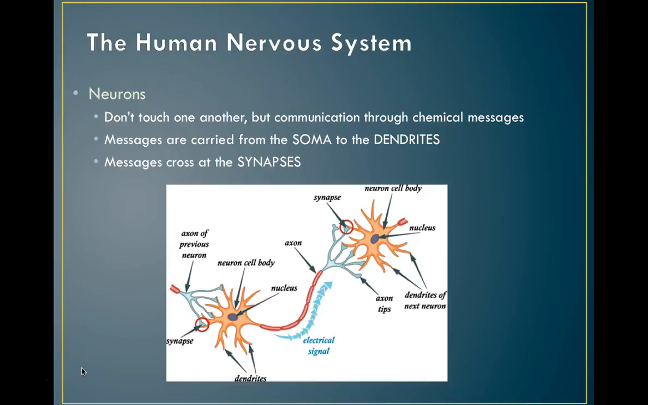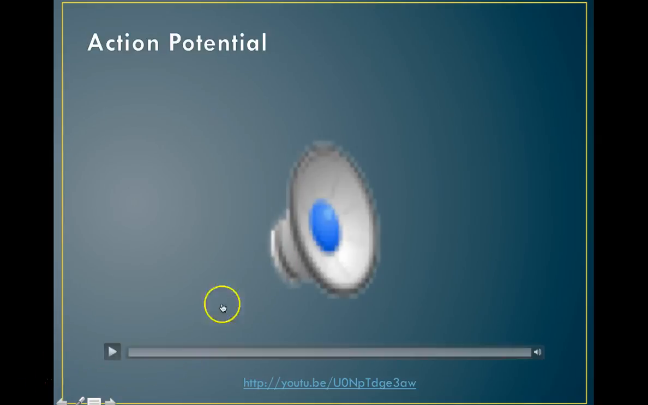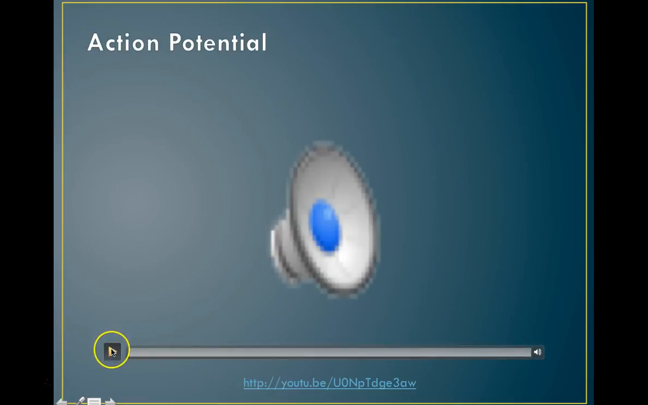So essentially what happens is messages come from the soma, which is the cell body here in our diagram. They travel down the axon. It's an electrical signal called action potential. We'll talk about that in a second, to the dendrites. And then the messages cross there at the synapses. So let me show you this video on action potential. We'll see if we can get this to work. That will better explain the electrical signal that gets carried down the axon, triggering this process.